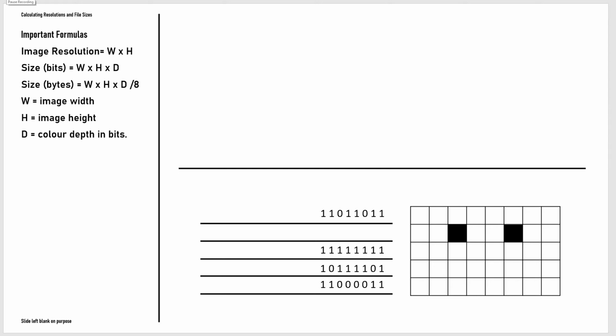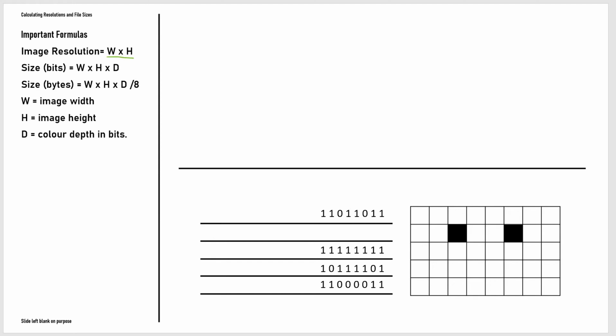Right, this will be the last video for this lesson, and in this video, we're going to be learning some of the different formulas that you can use to calculate file sizes. We have here the first formula, which we've seen already, and that is to find out what the resolution of an image is, which means how many pixels an image has. We multiply its width times height.